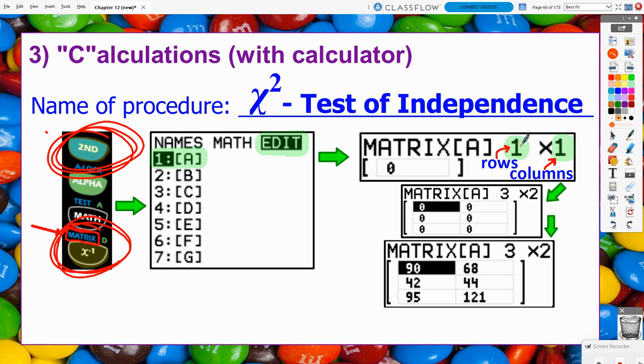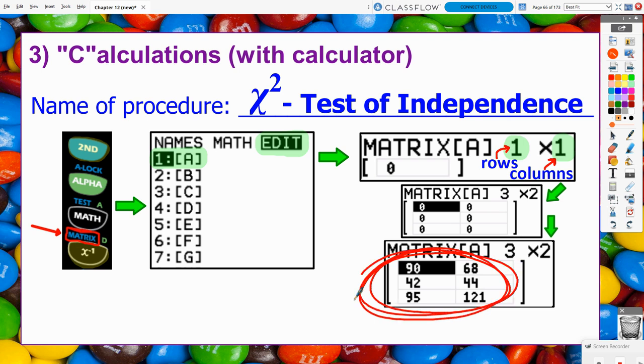Now, if you had already done this in your calculator for the video 2 problem that we did, you might already have a 3x2 matrix in here, and then you can really just write on top of your old numbers. If not, remember, the first number represents the number of rows we need. The second number represents the number of columns we need. So again, we need a 3 by 2 matrix, and then I input my observed values. Remember, we don't have to mess with the expected counts because the calculator is going to do it for us automatically.